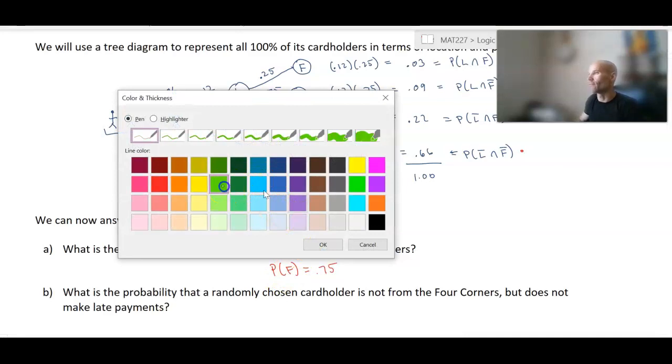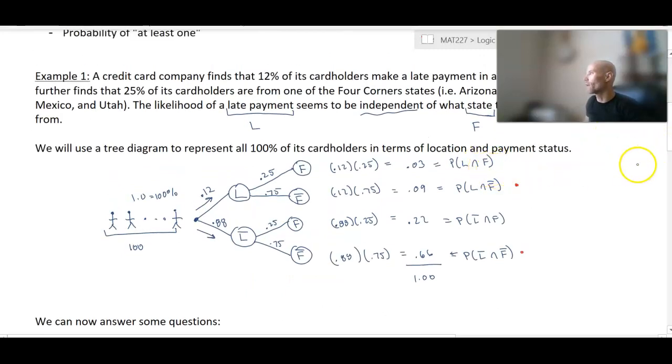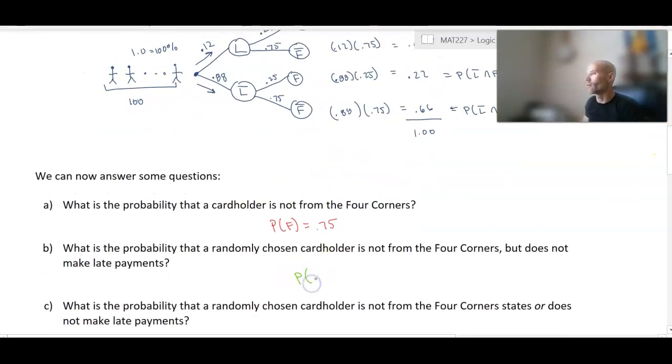Let's pick another color here. What is the probability that a randomly chosen cardholder is not from the four corners, but does not make late payments? Okay, well, let's figure out, of these four groups, who doesn't make late payments. Oh, that's these guys and these guys, but we want them to not be from four corners. That's just these ones here. That's the 0.66. So the probability that you are, and it doesn't matter what order you consider them, you could say F bar intersect L bar, but I'm just going to keep things the way we've written it. That's the probability that we want.